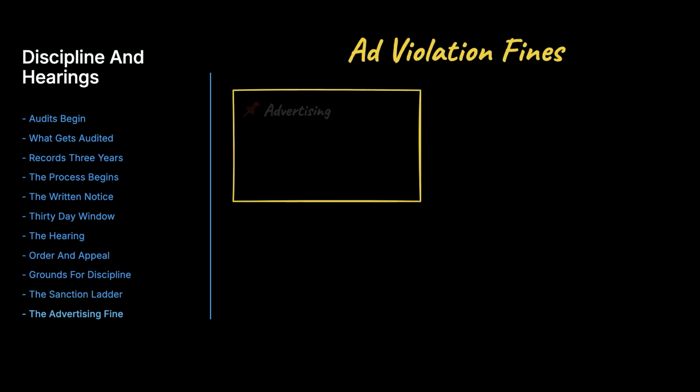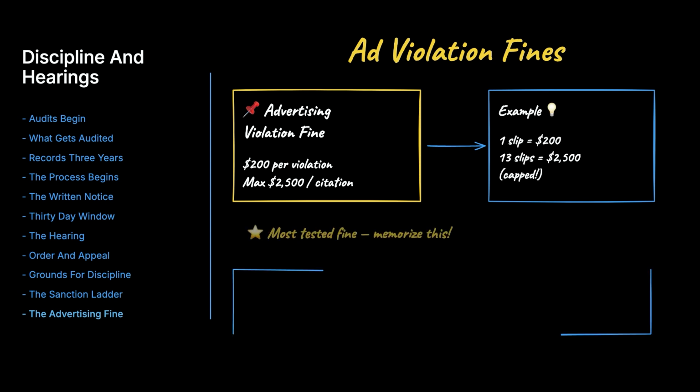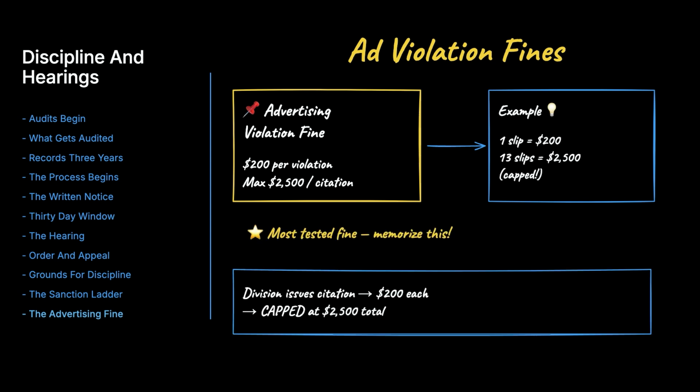One fine appears on the exam more than any other, so memorize it. For advertising violations, the division may issue a citation with a fine of $200 per violation, capped at $2,500 per citation. One slip might cost $200, but a whole citation tops out at $2,500.